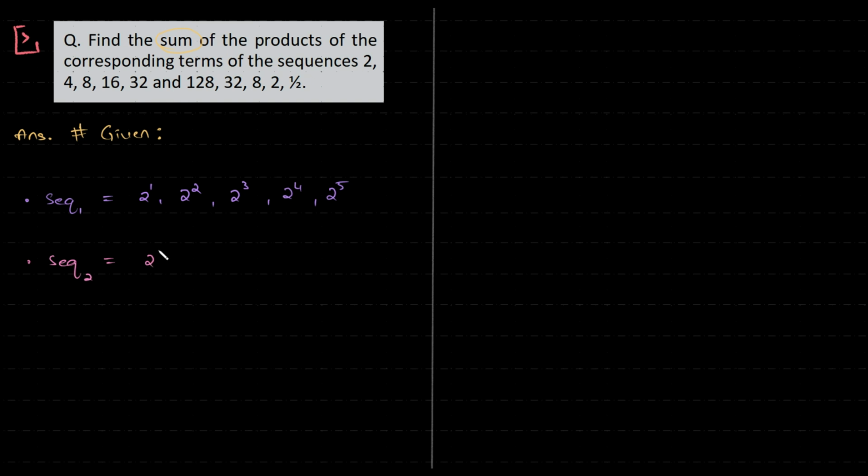This is 2 to the power of 7 actually, then this is 2 to the power of 5, 2 to the power of 3, then 2 to the power of 1 and 2 to the power of minus 1. Half is nothing but 2 to the power of minus 1. People who are confused with this, it's for you guys. People who know it can skip writing this part.